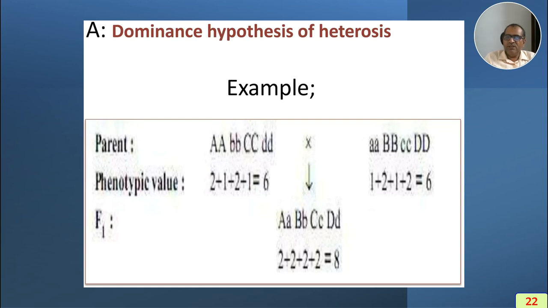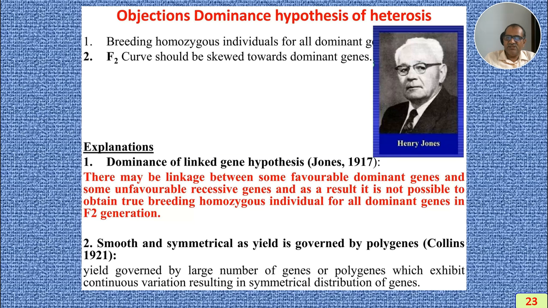heterosis. For example, one parent has the alleles AA, bb, CC and DD, whereas the other parent has the opposite. Then the phenotypic value will be 2 plus 1 plus 2 plus 1, which is equal to 6. So this is the F1 generation.